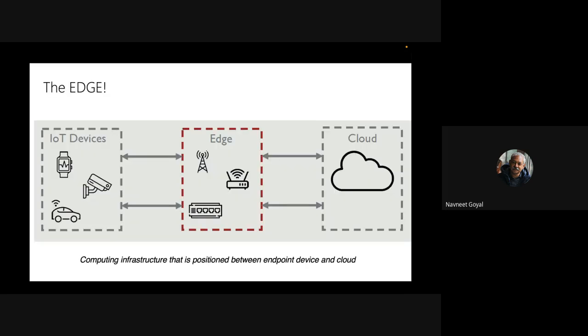So you can see on the left are the IoT devices, and in the middle are the edge devices, which could typically be a switch or a roadside infrastructure in case of autonomous vehicles, or it could be a wireless access point. It could be anything. So you can see here that the edge sits in between the data generators on the left and the cloud to the right.